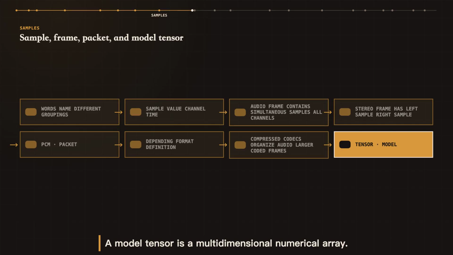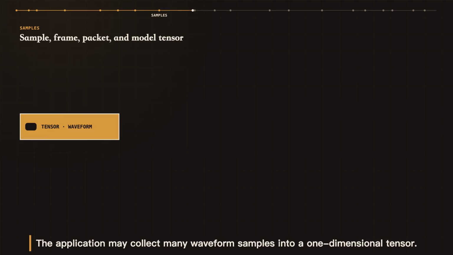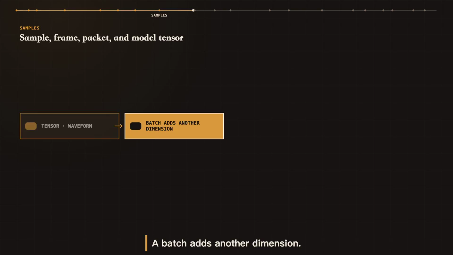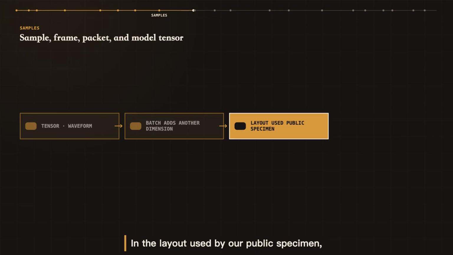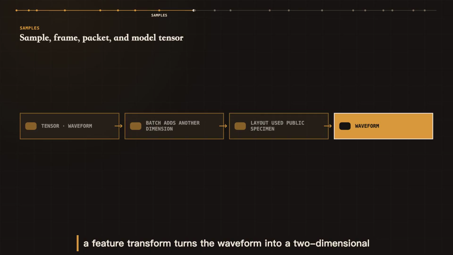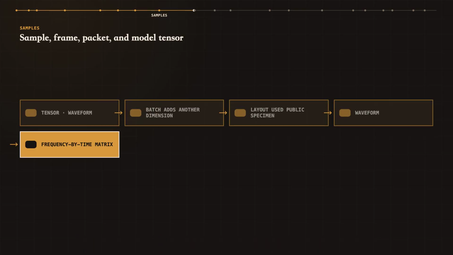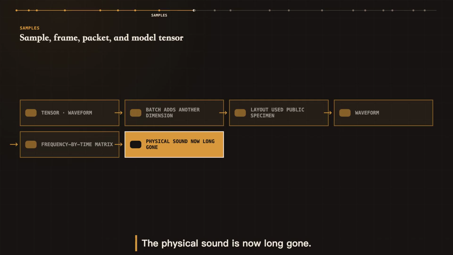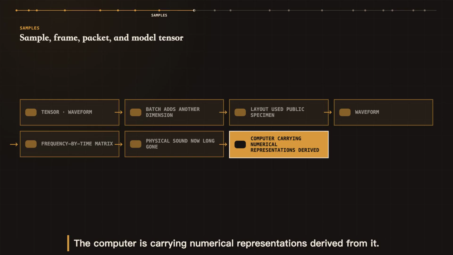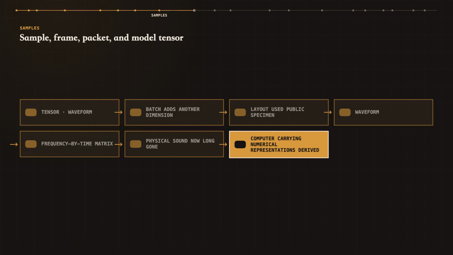A model tensor is a multidimensional numerical array. The application may collect many waveform samples into a one-dimensional tensor. A batch adds another dimension. In the layout used by our public specimen, a feature transform turns the waveform into a two-dimensional frequency by time matrix. The physical sound is now long gone. The computer is carrying numerical representations derived from it.